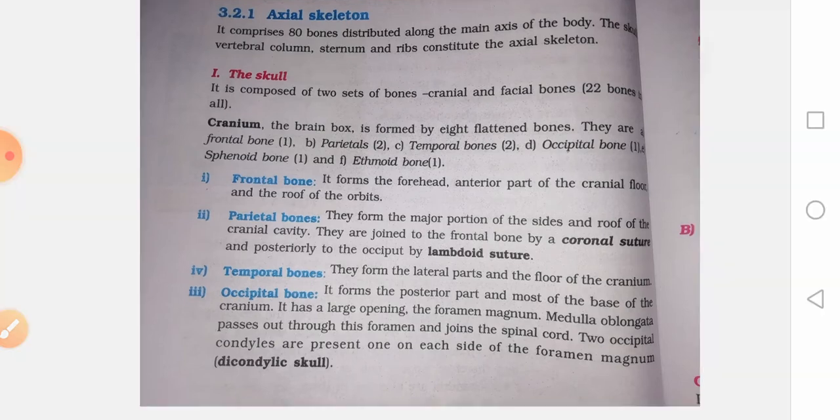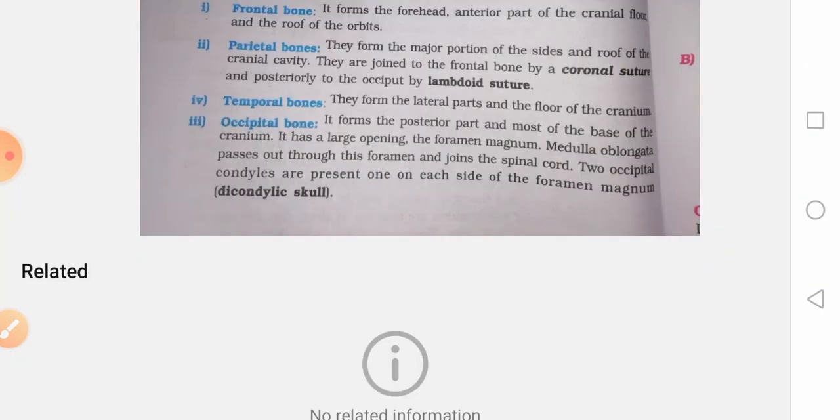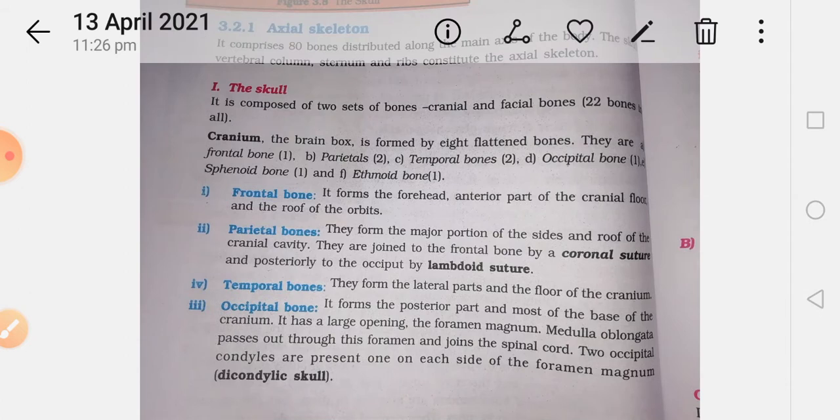Temporal bones form the lateral parts and floors of the cranium. Just keep your hand over the side, where the ears are on the left side. I will show you.